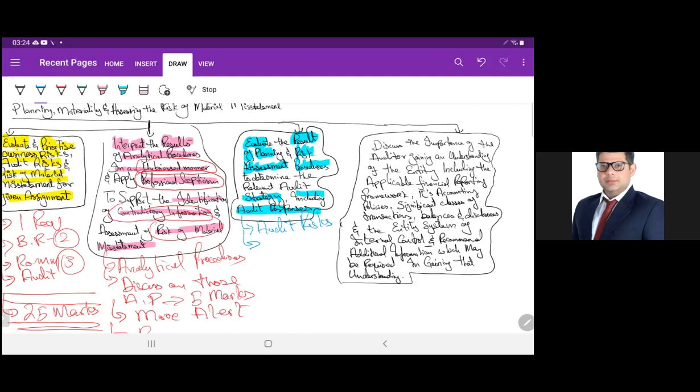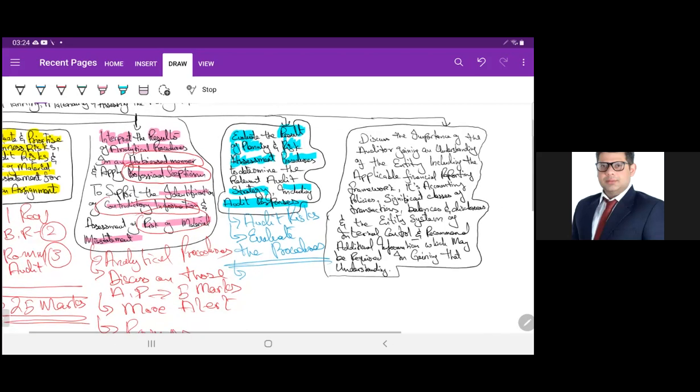And then he's saying that you have to evaluate the procedures. That means, are the procedures which they have applied enough, or what will be your responses to them? So it is sort of audit evidence, right?